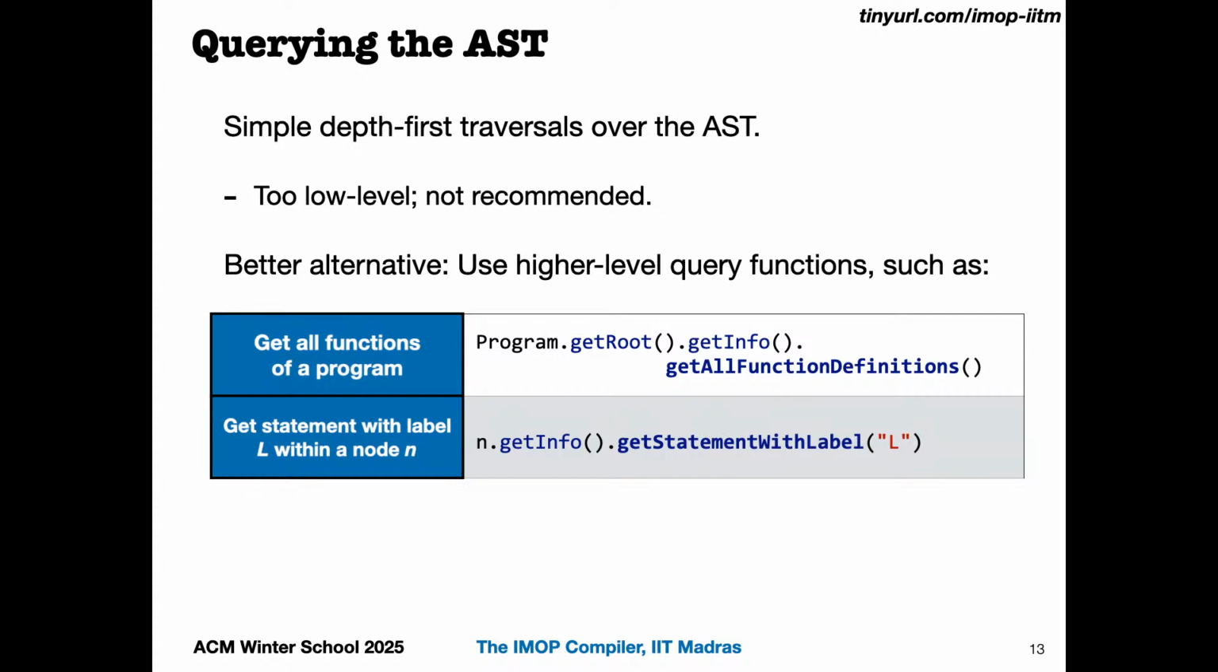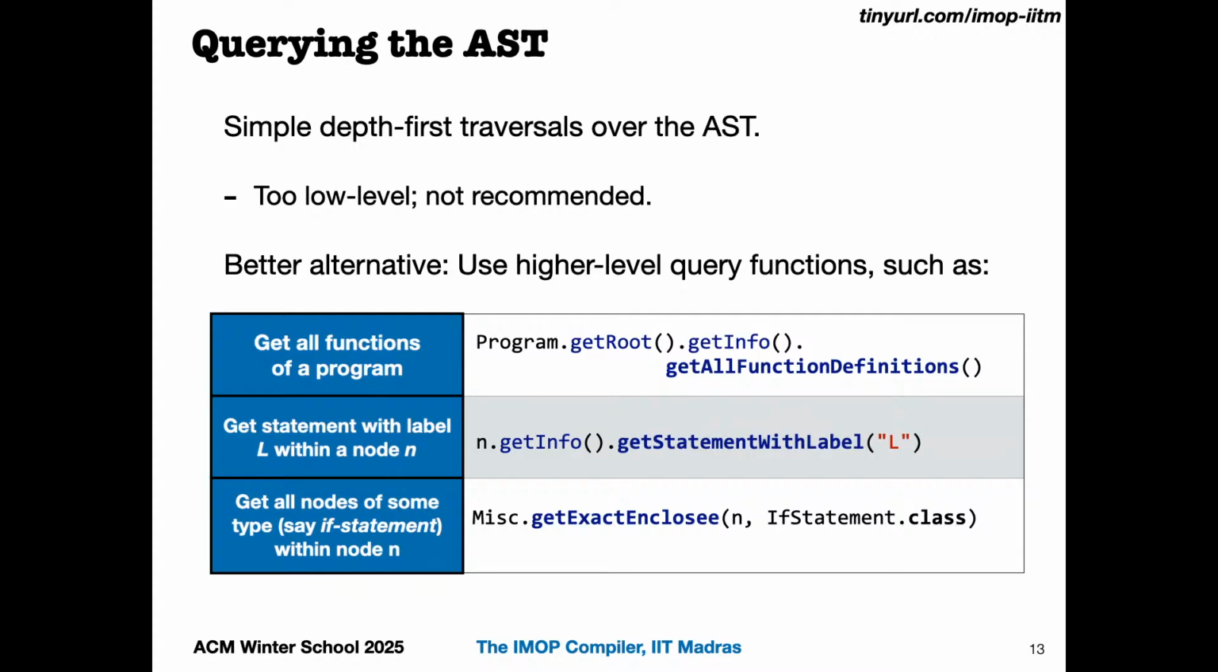You can do something like this. Let's say I have an AST. Any AST could be a root or something else, I don't care. I'll do n.getInfo.get statements with a certain label. In C, you can have labels, no? So if all the statements with label L, some specific L you want, it will give you the list of that. Okay?